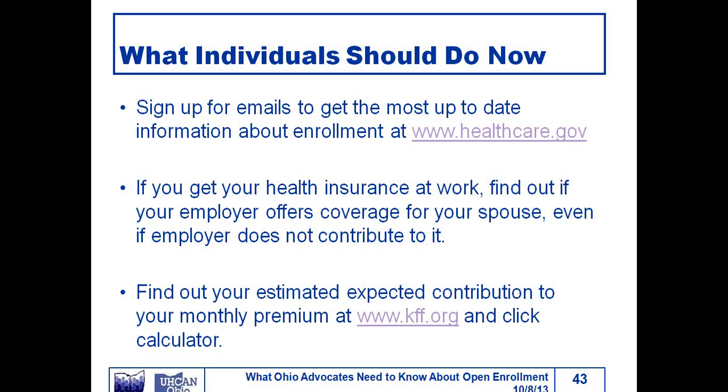They can find out all about their health insurance at work, find out if the employer actually offers coverage for the spouse. And even if the employer has traditionally offered coverage for the spouse, you might want to check again, because some of them are dropping that coverage if they're not contributing to it anyway, because they know that by offering it, it prevents the spouse from going to the marketplace. And you can find out your estimated expected contribution by going to the Kaiser Family Foundation and clicking on their calculator.